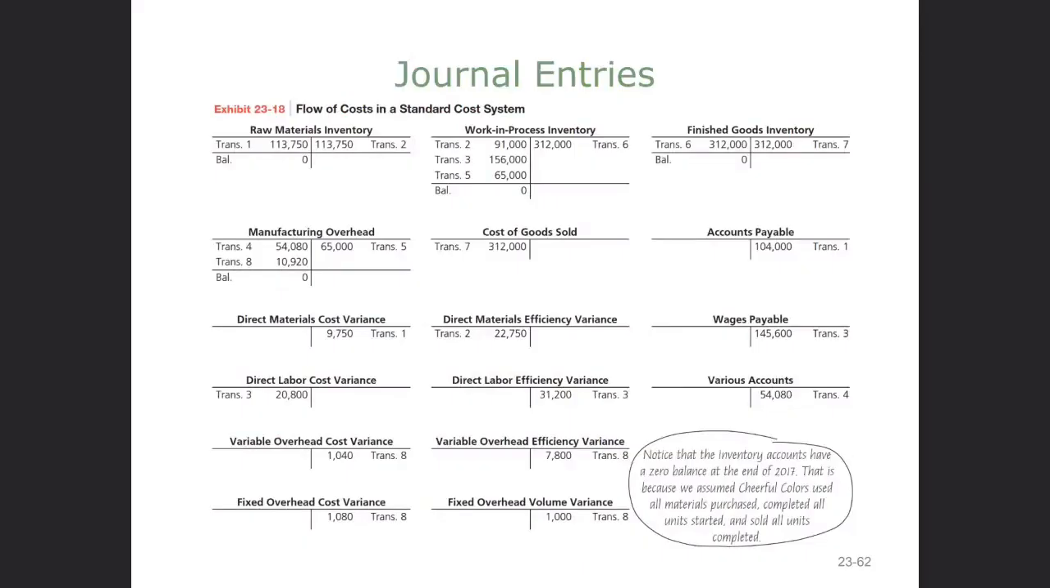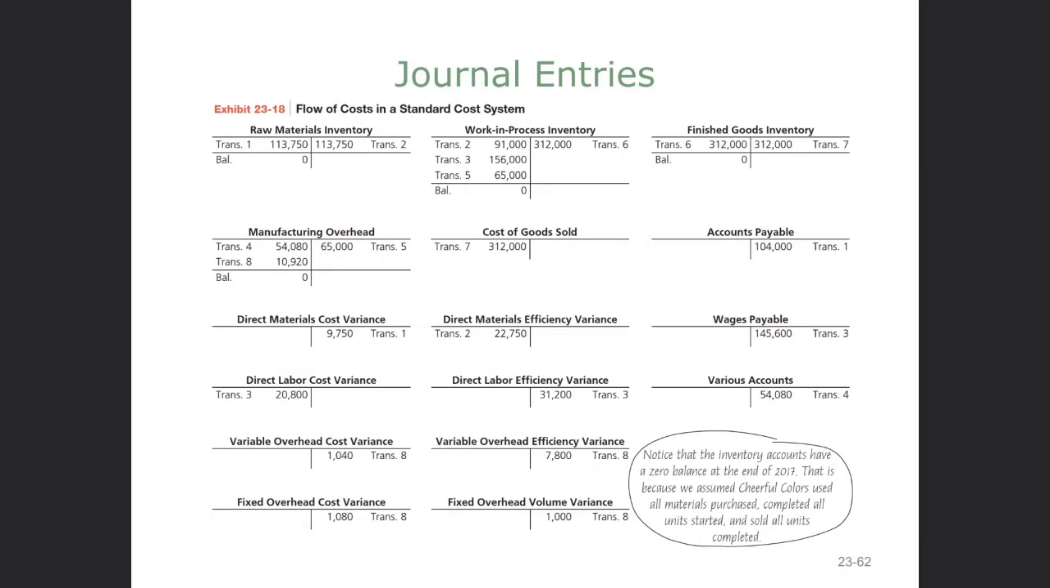And this is showing the T accounts for the journal entries, and so the accounts that were affected in that process. It also shows you what transaction it was. So for instance, transaction 1 is showing you the debit to raw materials. And then the opposite side, we've got our credit to accounts payable for transaction 1 and our direct materials cost variance transaction 1. So these are all the T accounts and what they look like, and they've entered in all the different transactions here so that you see what that looks like.